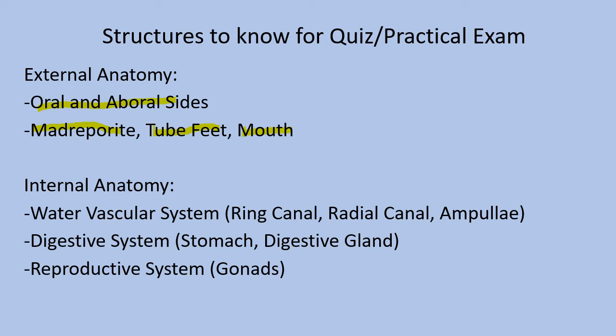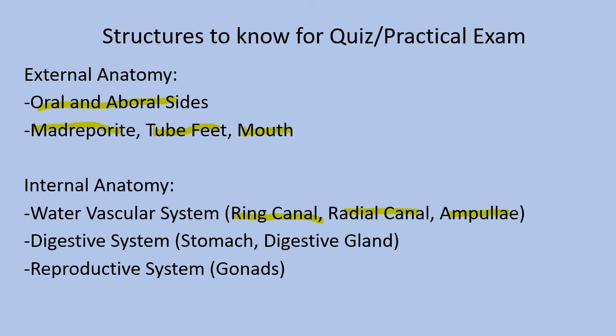For internal anatomy, be aware of the components of the water vascular system. We already covered the madreporite. The stone canal is sometimes difficult to see, so you don't have to identify that, but you should be able to identify where the ring canal would be, the radial canal, and the ampullae, and then the tube feet. Just remember that the path the water would take would go madreporite, stone canal, ring canal, radial canal, ampullae, and then into the tube feet. So that's the whole sequence of flow within the water vascular system.